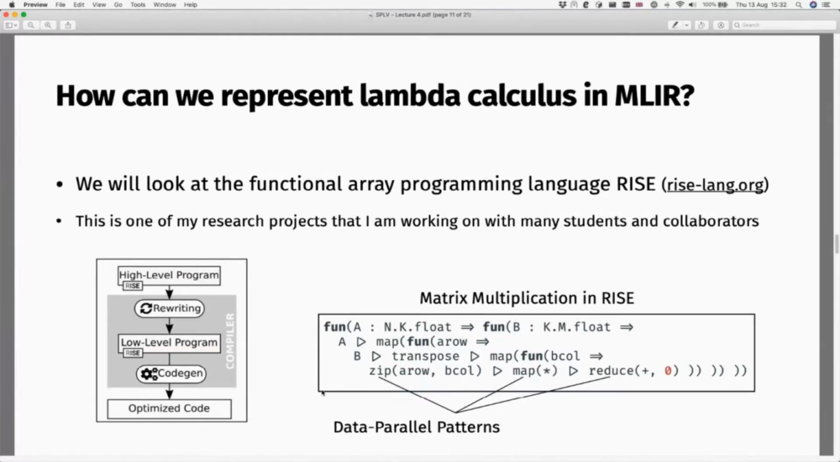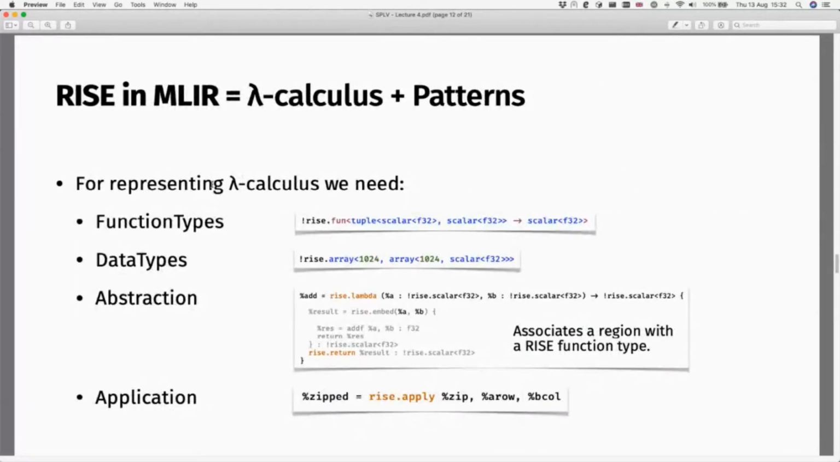But today we are going to look at how to represent programs like this in this MLIR framework. So what is required to get RISE and MLIR working? We need some form of representing lambda calculus, and then we're going to talk about how we represent these data parallel patterns, something like MapReduce.